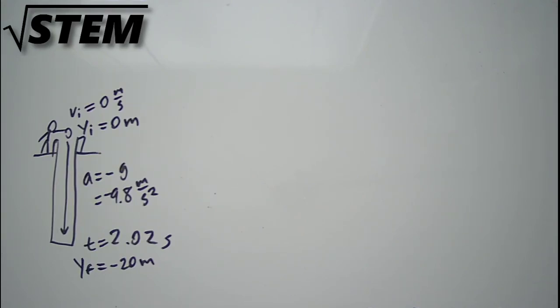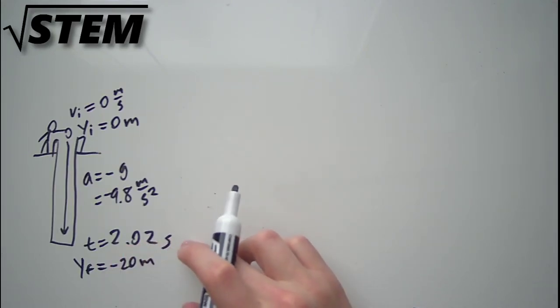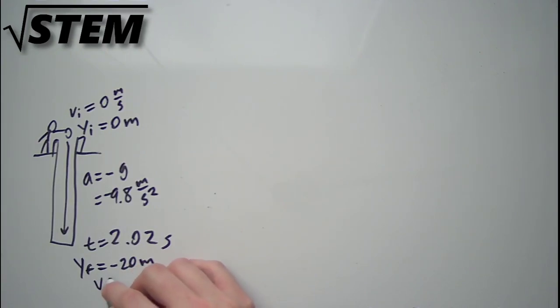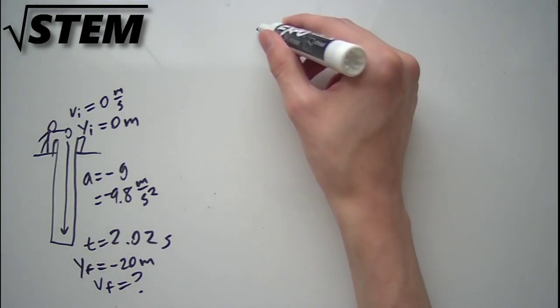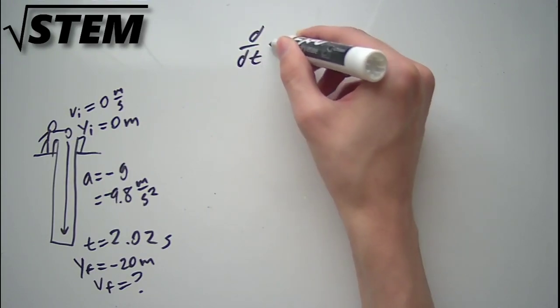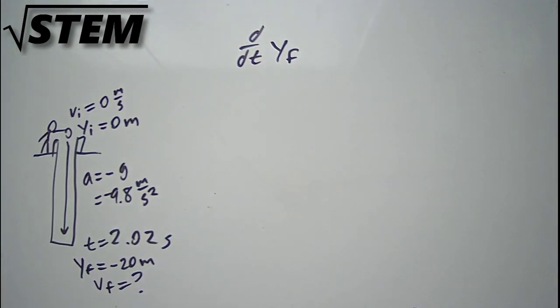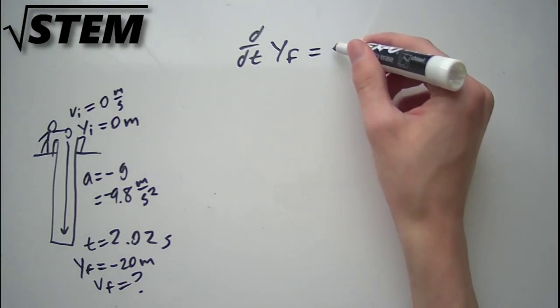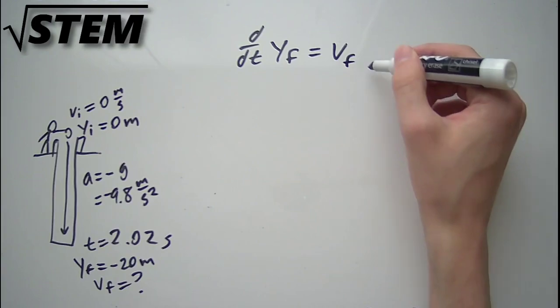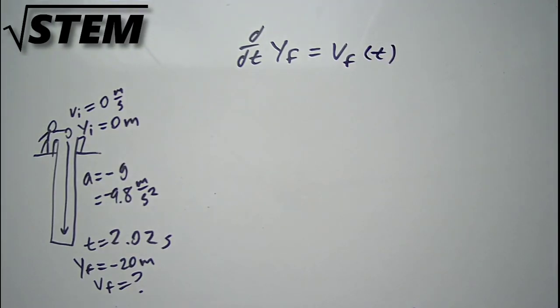Now, what if we want to take this one step further and also solve for the final velocity, how fast it's going right when it hits the bottom of the well, 2.02 seconds later? Well, we can use our other kinematic equation, which, if you remember, we get by taking the time derivative of our position kinematic equation that we just used, and that gives us the velocity as a function of time.